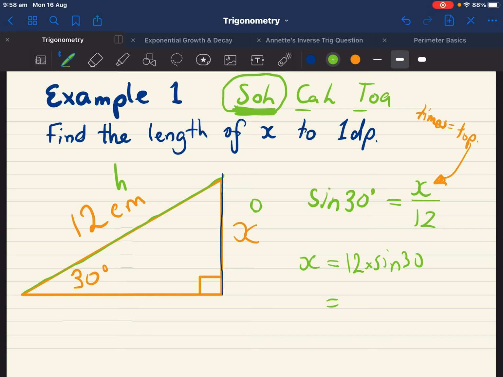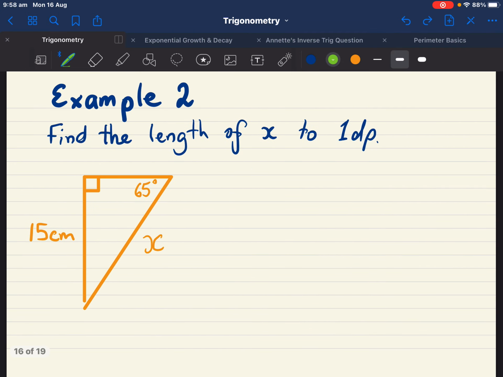And if you type this in, you end up getting 6 centimeters. So that there was the length of our side. That's 6 centimeters. So that's our first example. Make sure you got that in your book, and let's look at another one.